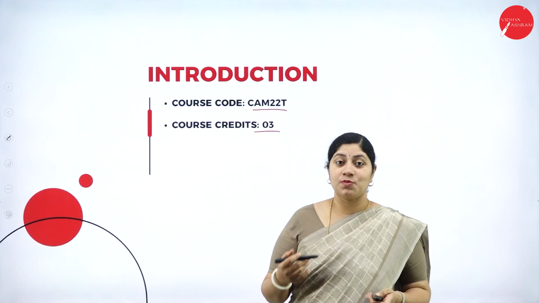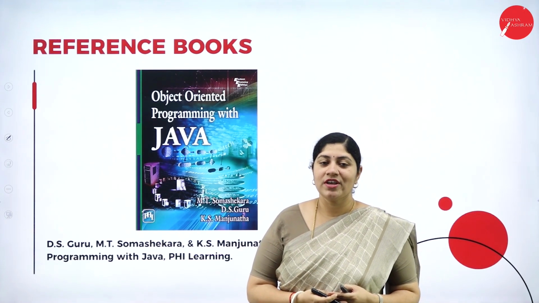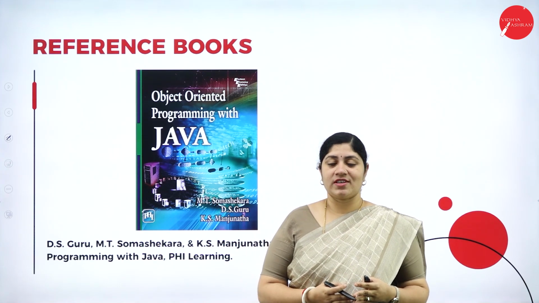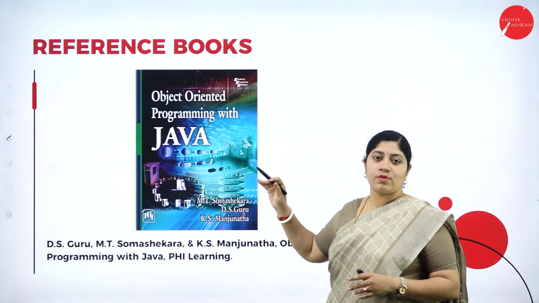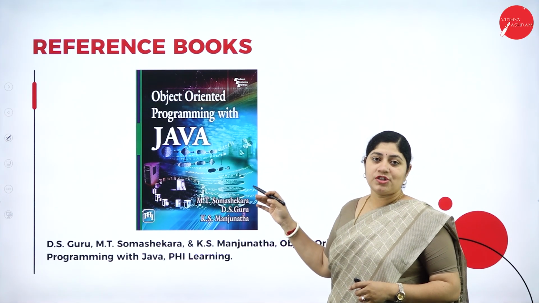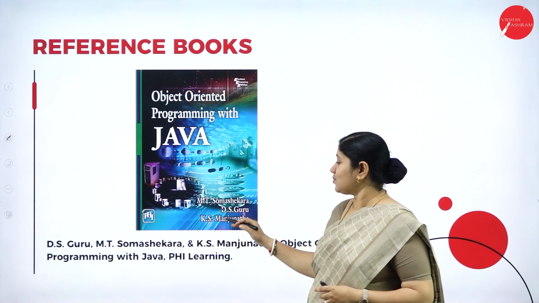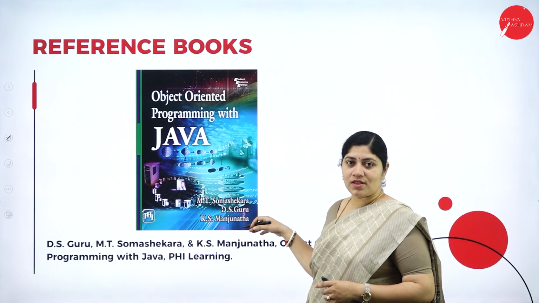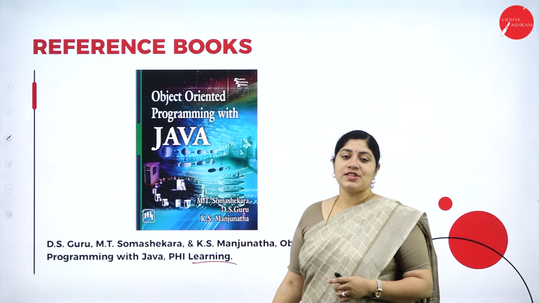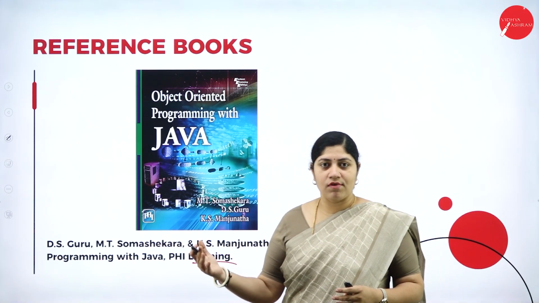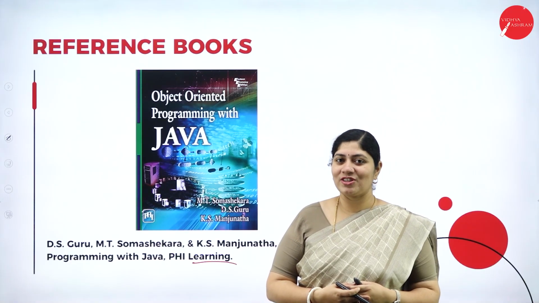All right, let's move forward and understand which is the reference book that you have to refer in order to study this subject. So this is the reference book, that is Object-Oriented Programming with Java, which is written by Mr. M.T. Somshekhar, D.S. Guru, as well as K.S. Manjunatha, which is published by PHI Learning. So this is a book. This is easily available on the online platform. You can buy through them, or even you can buy this in an offline store too.